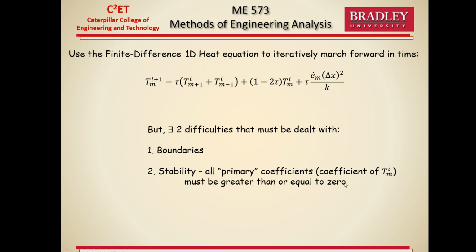I'm not going to prove it to you. It's actually not complicated. It's a little bit of an eigenvalue problem, but don't worry about it. I'll just show you the result. 1 minus 2 tau has to be greater than or equal to 0, which means tau itself, which is actually a unitless quantity, the Fourier number, has to be less than or equal to a half. So that's something else that you have to be aware of and be very careful of when you're implementing this thing called the explicit numerical scheme.